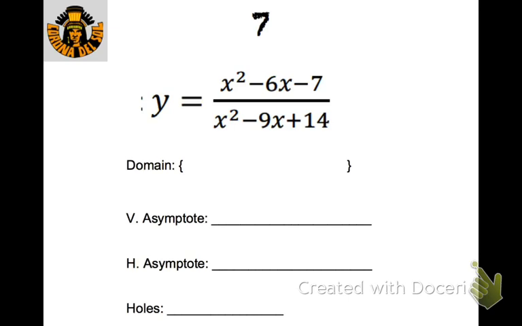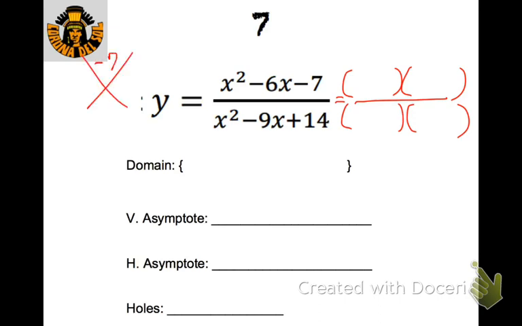Okay, so this one has a little bit of factoring for us, so we get to practice. So we're going to do a double bubble on the top, and we're going to do a double bubble on the bottom. On the top, it's going to be two numbers that multiply to be -7, and they add up to be -6. So that's going to be, let's see, that's going to be -7 and +1. So that means we can put x minus 7 and we can put x plus 1 there.